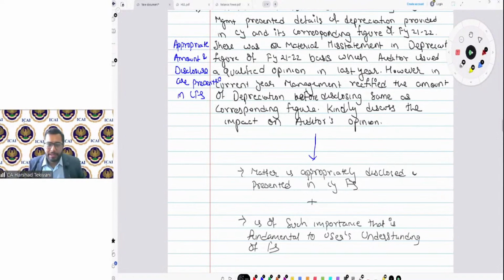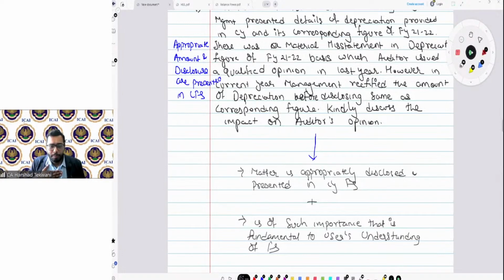So understand one thing. Because of this issue, there was an observation, there was a modification in my audit report last year. So this year, if I'm using a rectified number, then it is necessary for the user's understanding to point out that this number has been rectified. That's why my opinion is not modified. Otherwise, everyone will have a doubt: if you are referring to the previous year depreciation number, your opinion was modified on depreciation previously, so why is it not modified now?